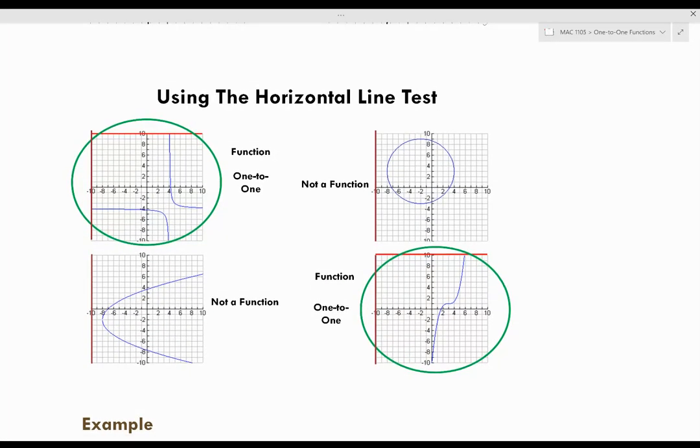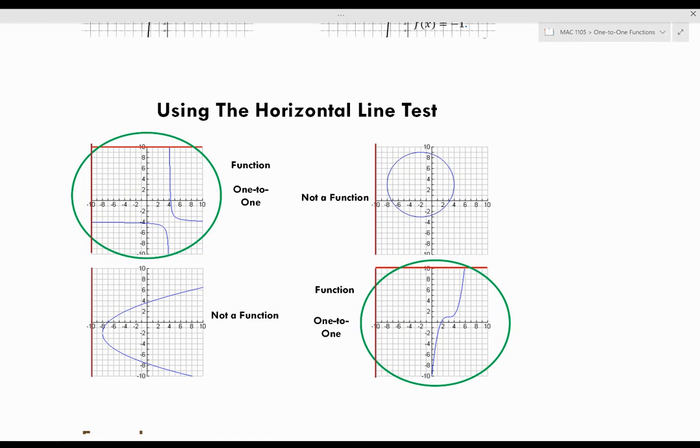If we look at these pictures, let's look at this one in the top left-hand corner. This one is a function because it passes the vertical line test. So it passes, so it is a function. It is also one-to-one because it passes the horizontal line test. So it's also one-to-one.